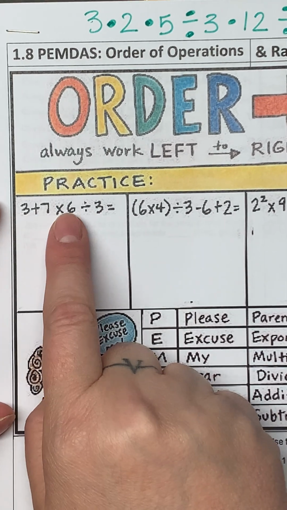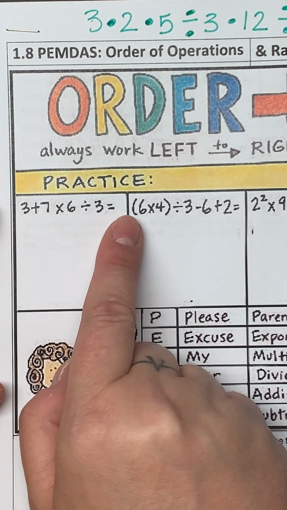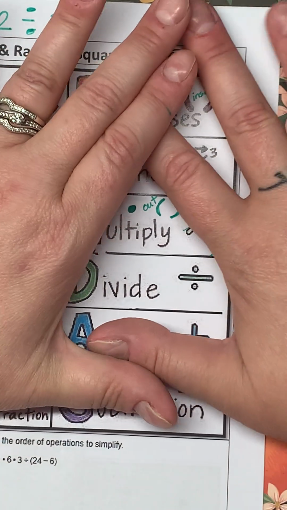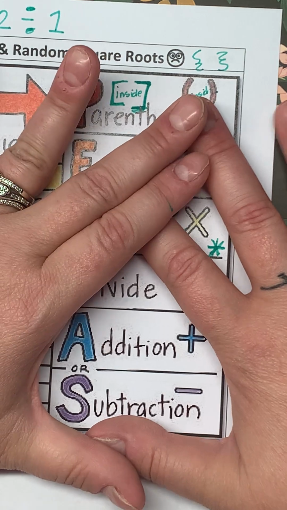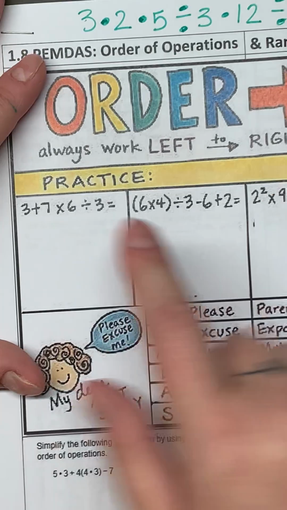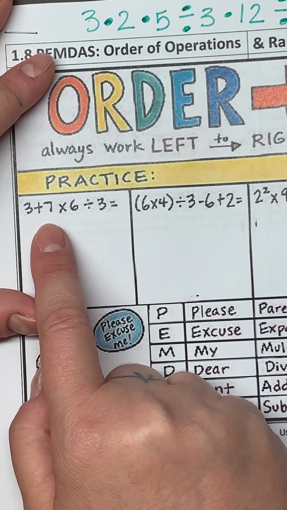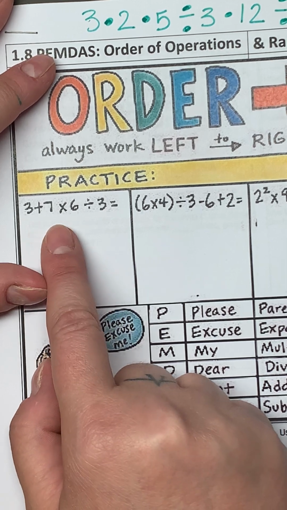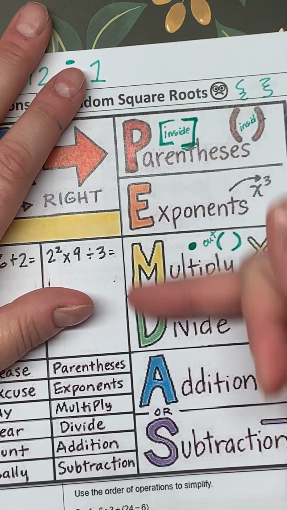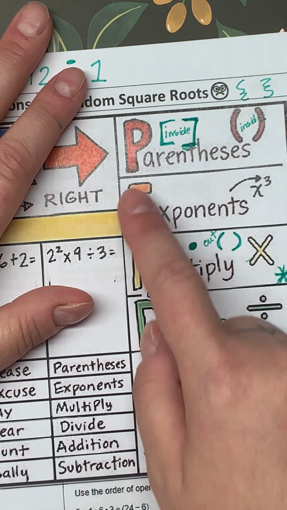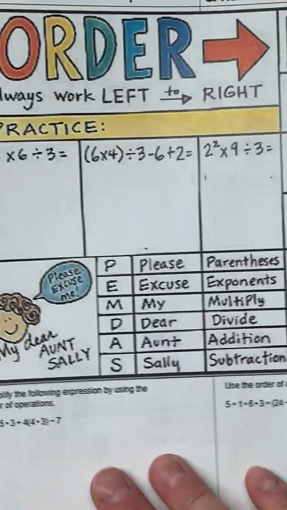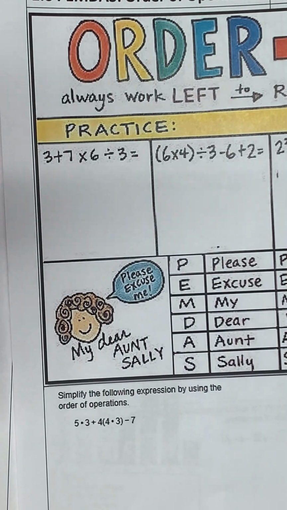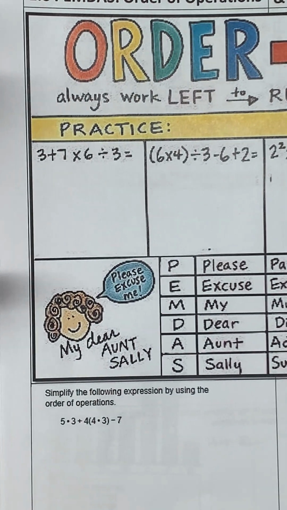Okay, so we have 3 plus 7 times 6 divided by 3. If all I had was multiply and divide, I'd go left to right. If all I had was addition and subtraction, I'd go left to right. But I have a combination of everything. So I have to follow this order of PEMDAS: parentheses, exponent, multiply, divide, addition, subtraction. Okay, so our first question is, is there anything inside parentheses to do?